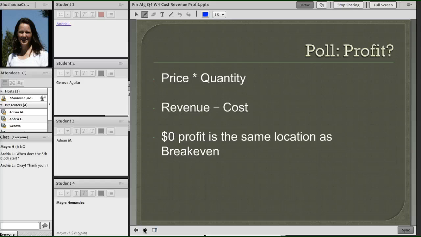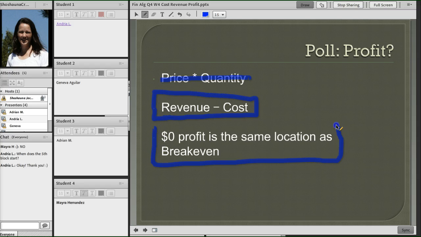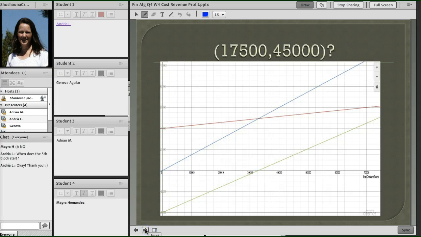From our poll, that's not profit. That was our revenue. But our profit is our revenue minus our costs. And then I didn't say it very well. Like that didn't define it very well. It's the same X location, not the Y location, but it was the same X location. Okay, so let's go and let's try.